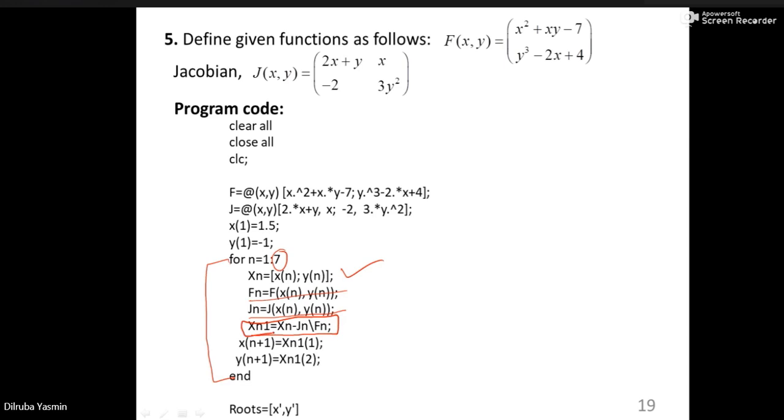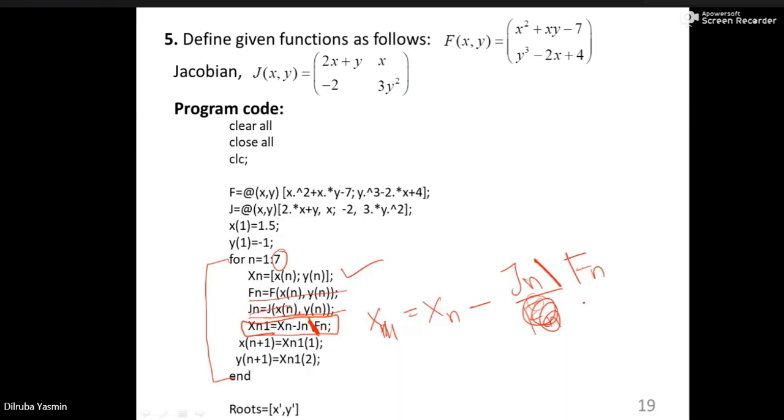x(n+1) is equal to xn minus this Jacobian, then divided by function. So here you get the inverse of the Jacobian matrix. The slash symbol is applied to define the inverse of the Jacobian. Then fn.